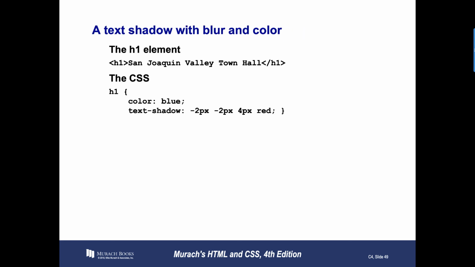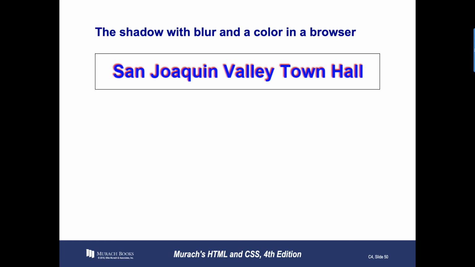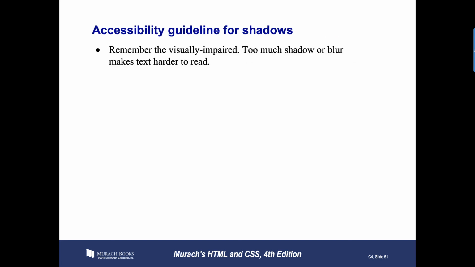So you could also set the, again, the 4 pixels in red, and you can see here, right, it puts a red shadow offset by 4 pixels. You see that? Now, I don't know about you, but that's kind of psychedelic. Now, it's kind of hard to read, right? So just know that you want to be tasteful about all of your design work, right? And accessibility. Remember the visually impaired. Remember Bruce. Too much shadow or blur makes text harder to read.